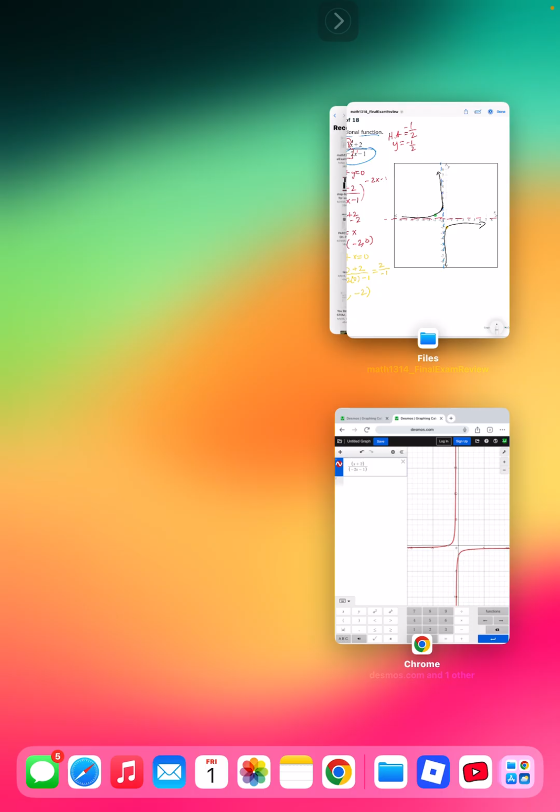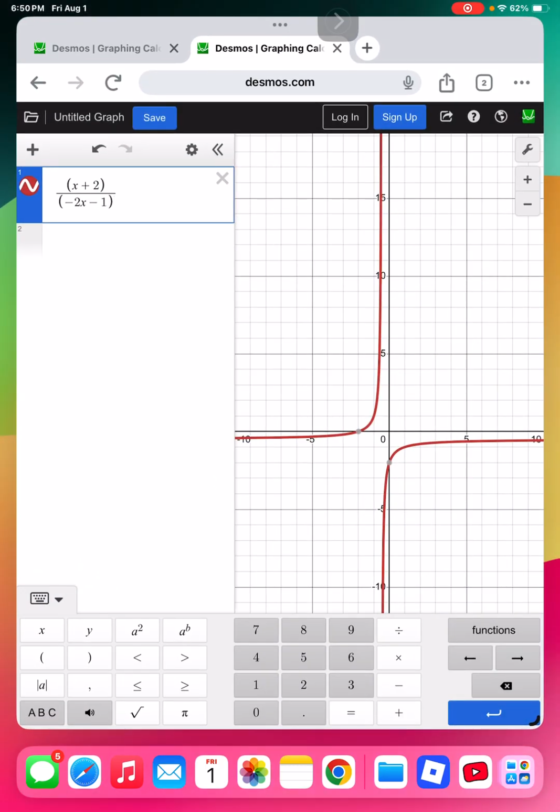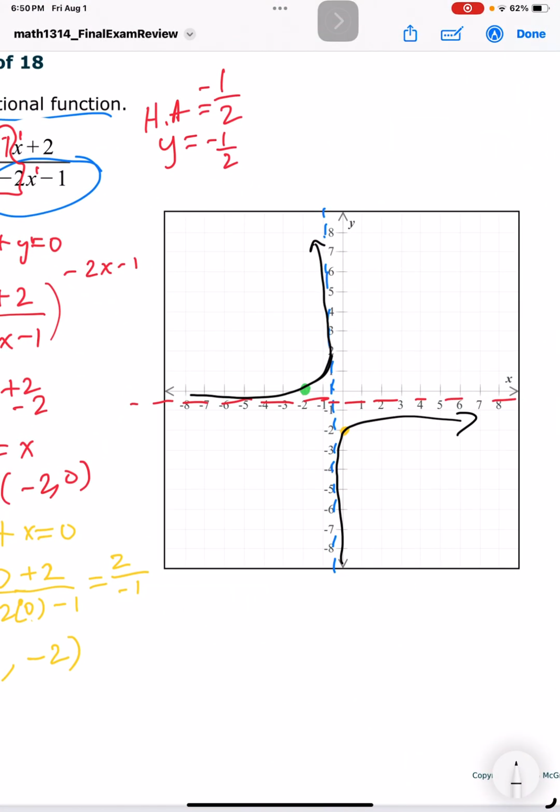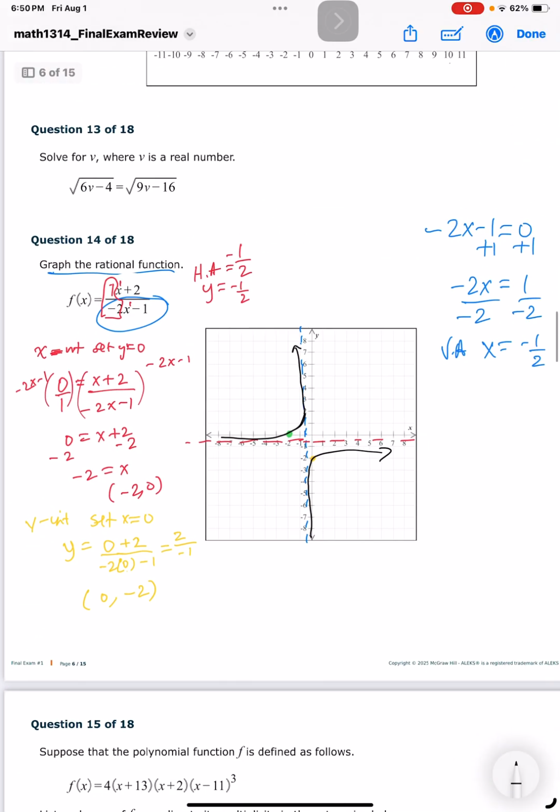Now I will tell you, be cautious, because it's very easy to get excited about Desmos doing this, but if you violate and cross over those horizontal asymptotes and the vertical asymptote, it will count it as wrong. So definitely have your guard up with the asymptotes. So you still want to keep track of how to determine your asymptotes.